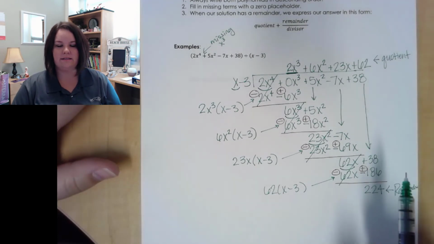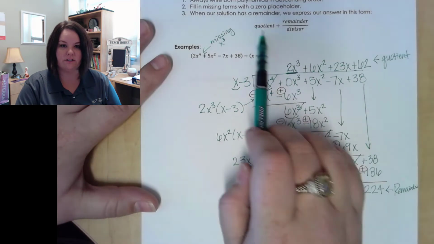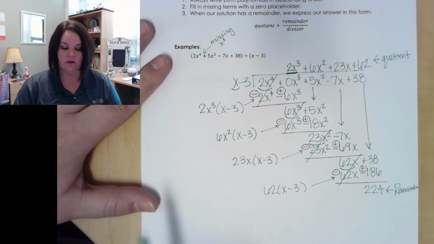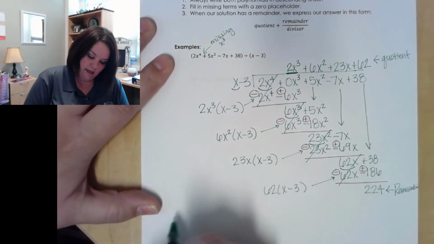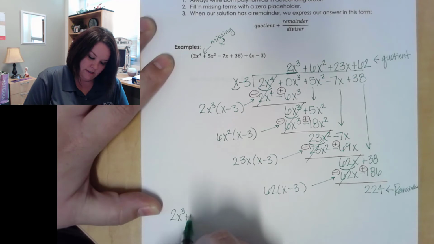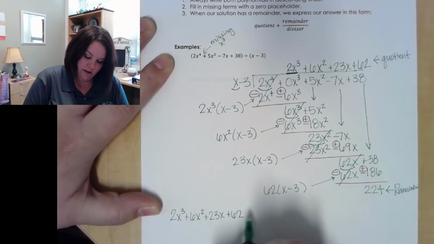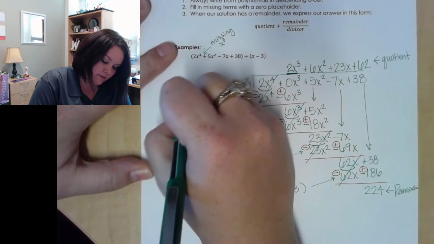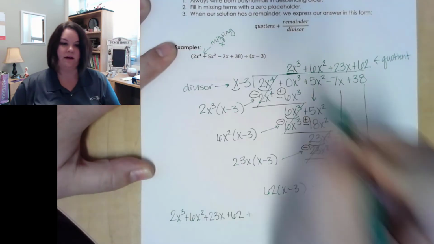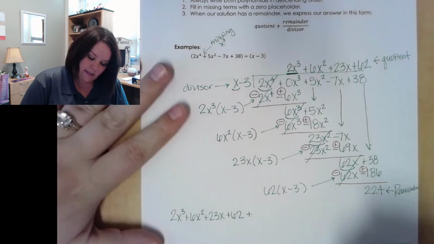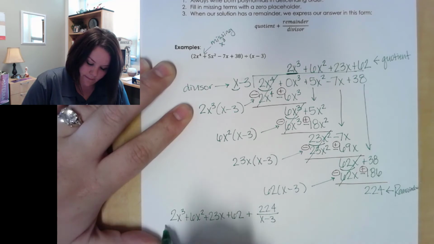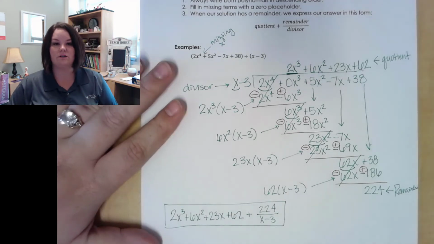Okay. And then it didn't ask me specifically for just my remainder or for anything. So anytime we have a remainder, we want to express our solution like this. We want to write it as our quotient plus our remainder over our divisor. So this is my quotient. So we're going to write it as 2x cubed plus 6x squared plus 23x plus 62. And then we're going to add our remainder over our divisor. So remember, this is our divisor, the thing that we're using to divide the big polynomial. So we're going to write this as 224 over our divisor, which was x minus 3. Okay, so there's our solution.